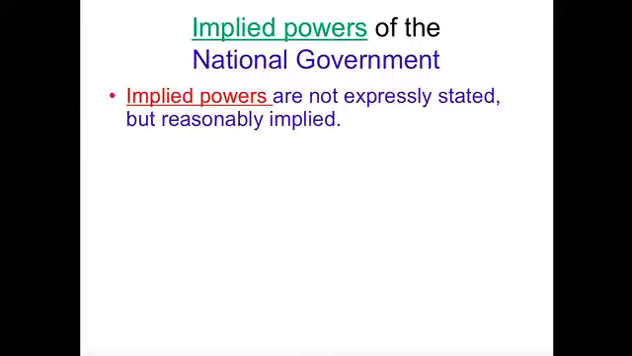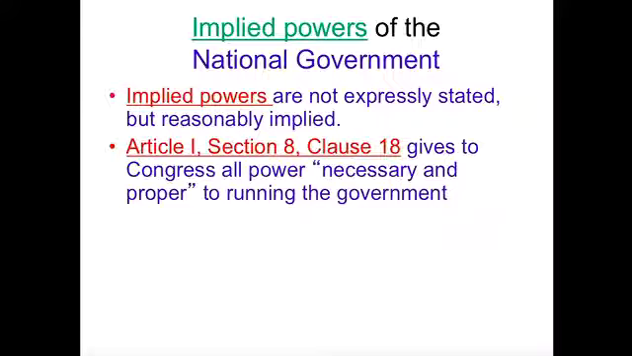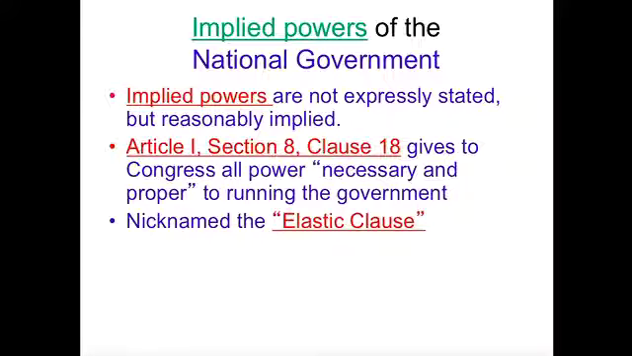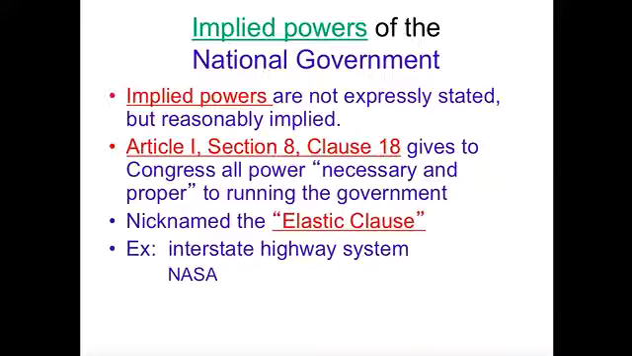So implied powers are not expressly stated, but they are reasonably implied through the language of Article 1, Section 8, Clause 18. It gives to Congress all power necessary and proper to running the government. It is nicknamed the elastic clause. This is one of those huge clauses, especially if you're taking the AP test, that you need to know to understand how Congress can justify making certain laws today if they didn't have the authority in the written portion of the Constitution.